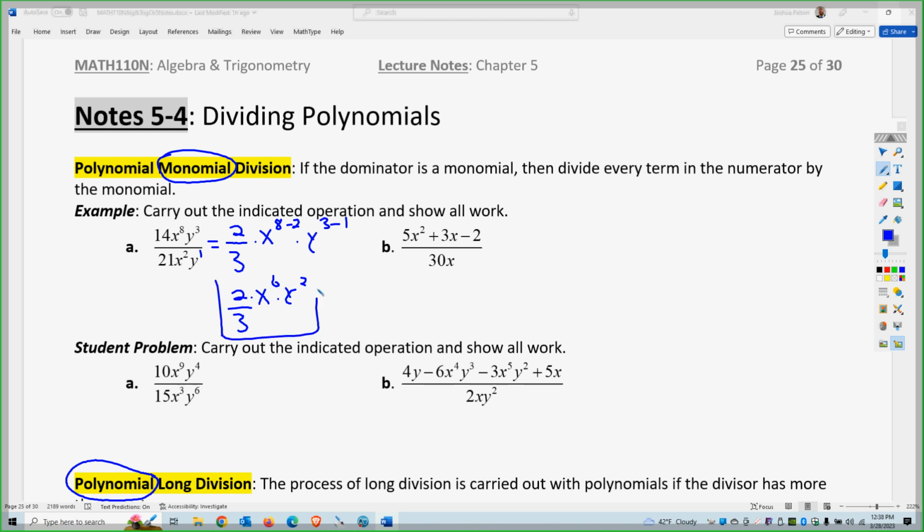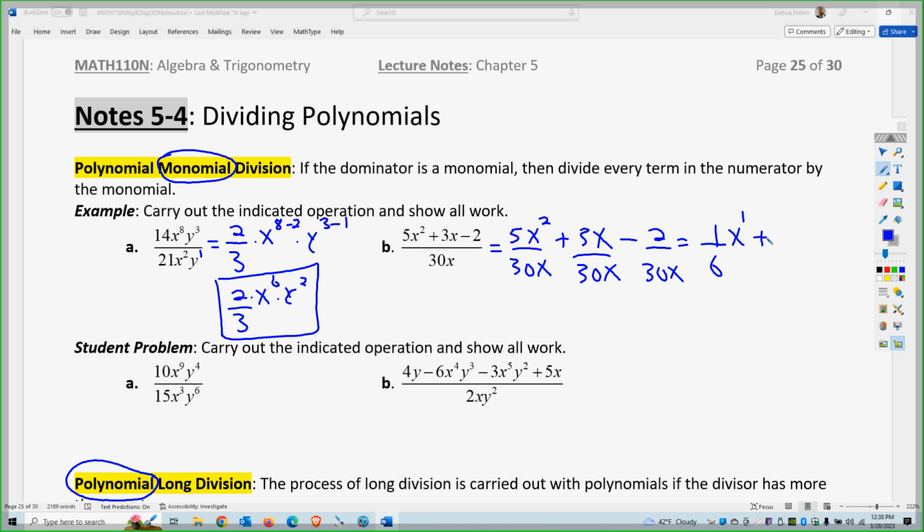Okay. All right, and if you have more than a monomial on the top, that's fine. Just divide every term by the monomial on the bottom. So 5x squared over 30x plus 3x over 30x and minus 2 over 30x. So essentially I get 1/6 x to the 1, right? Plus 1/10 x to the 0, right? Because 1 minus 1 is 0.